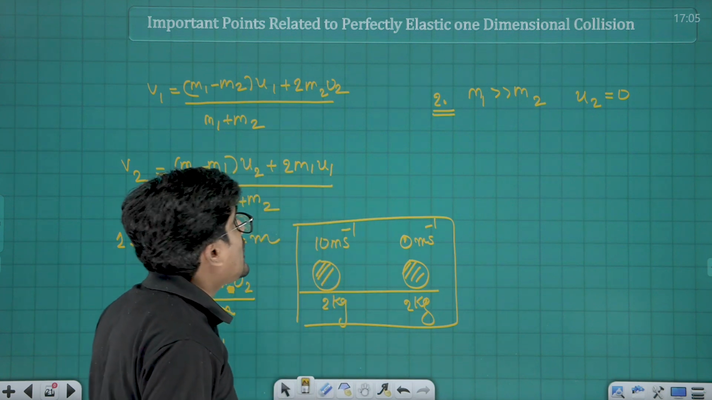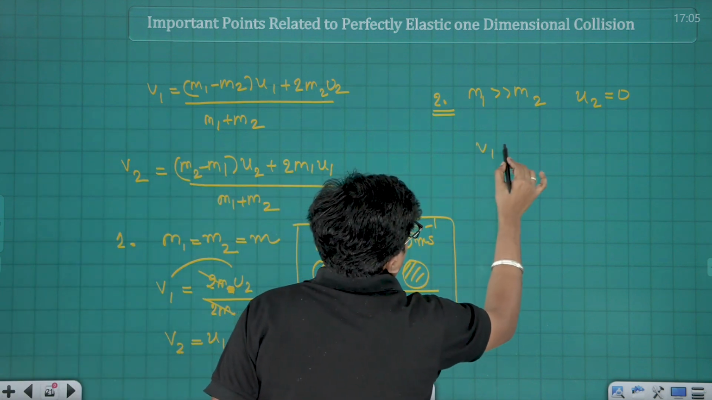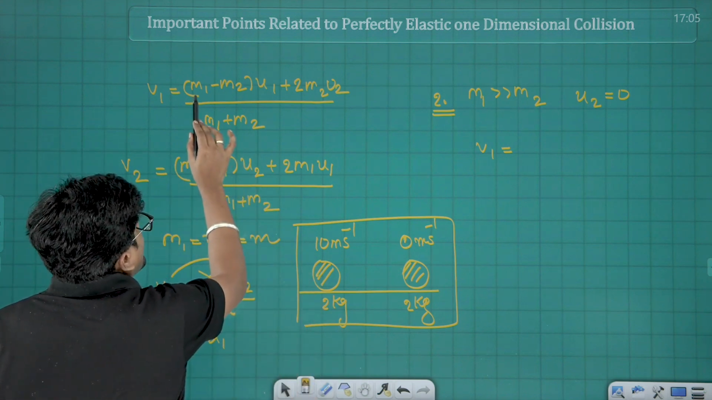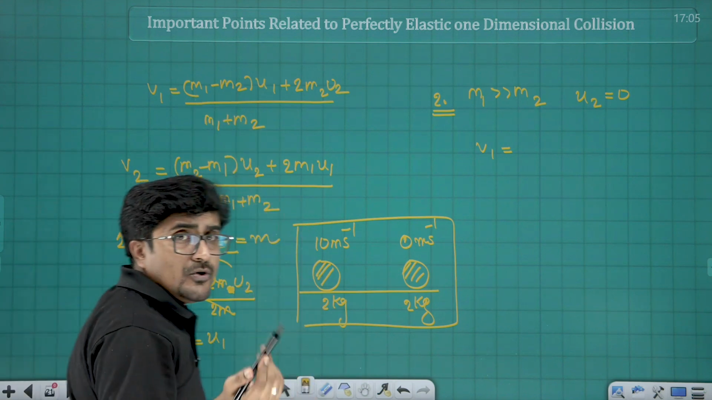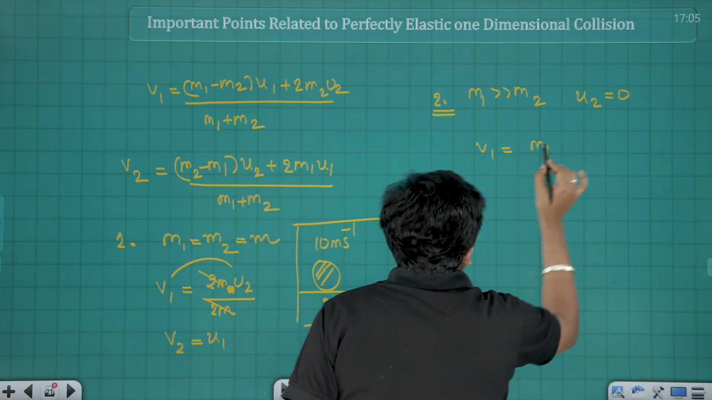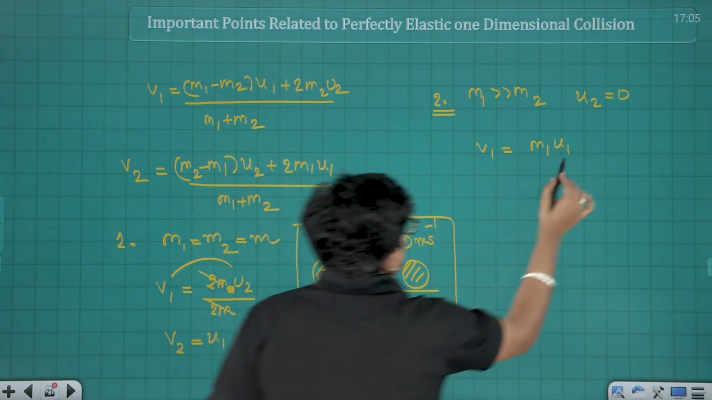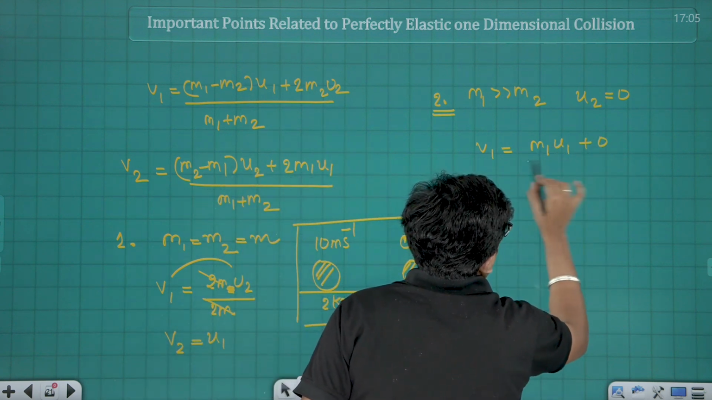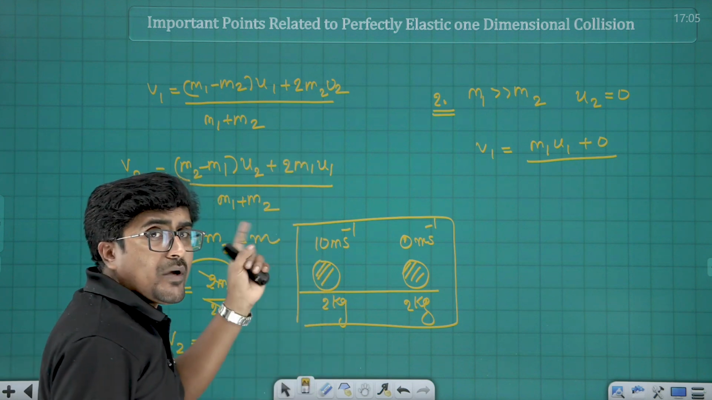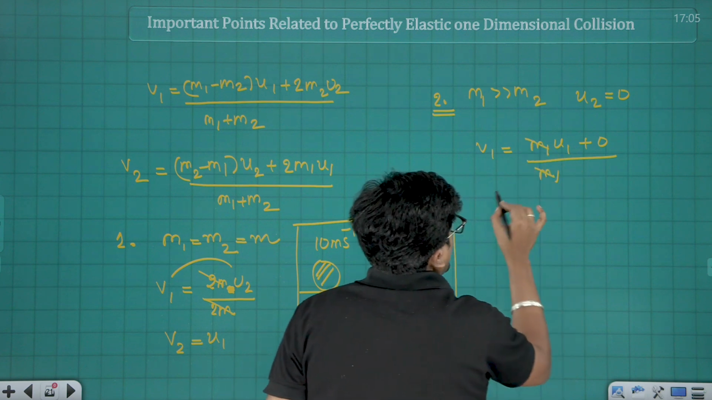In that condition, let us consider the case of v1. m1 is very, very greater than m2, so m1 minus m2 is going to be m1 only. So that is going to be m1, and here this is u1, and u2 is 0, so definitely this term is going to be 0, all divided by m1 plus m2, which, since m1 is very, very greater than m2, is also going to be m1 only. So this one and this one will cancel each other.